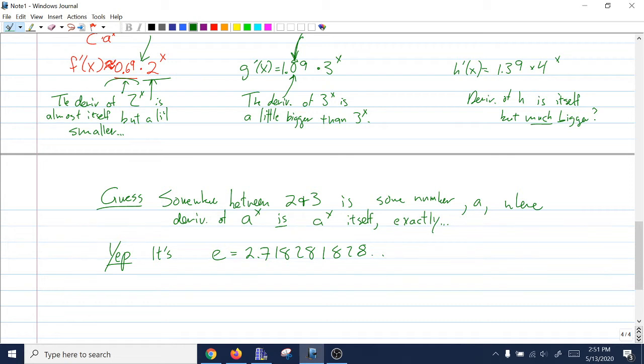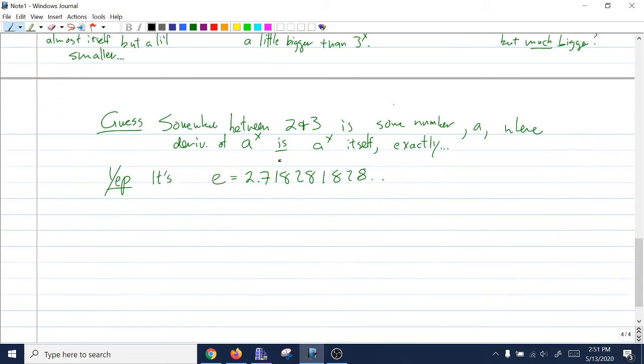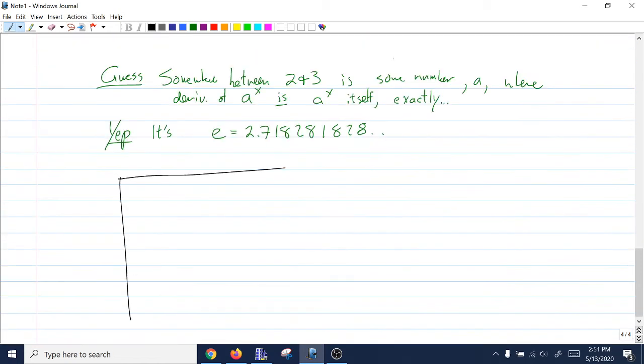And this is our first item to go in the list, that the derivative of e to the x is e to the x. This is the function that is its own derivative, or one of the functions that is its own derivative.